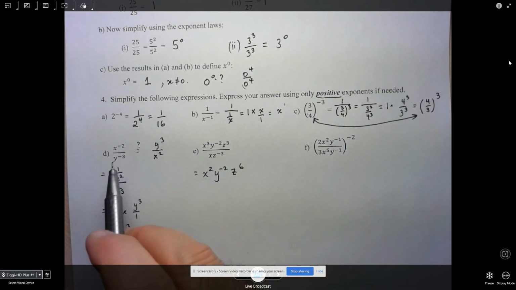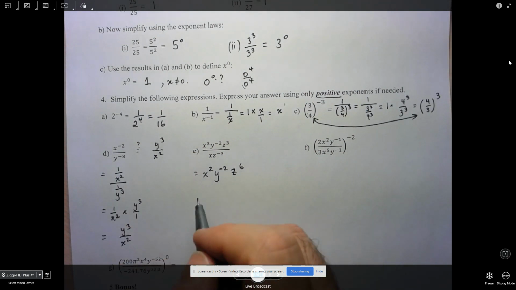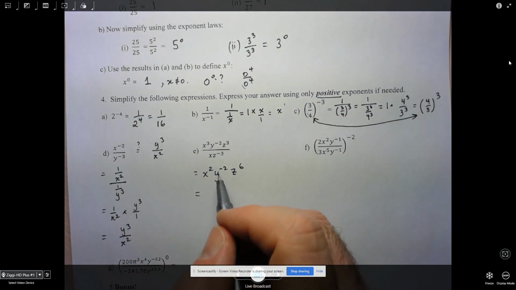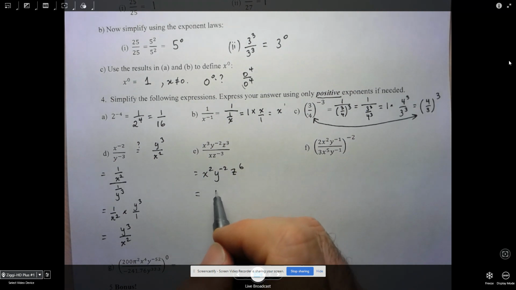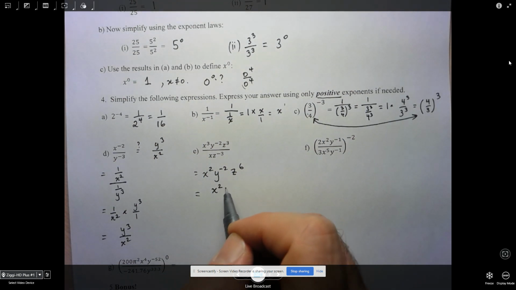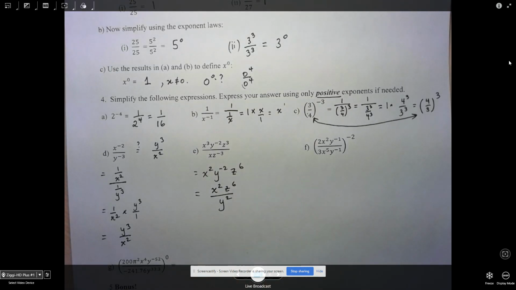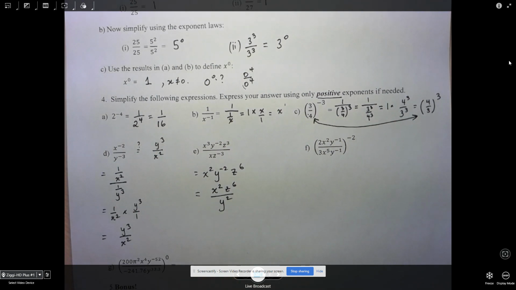But now I'm going to use what I found in the previous example, and I know that the effect is just to put this y into the denominator. So we're going to have x squared z to the 6th all over y to the positive 2. Okay, and this is the most simplified form.